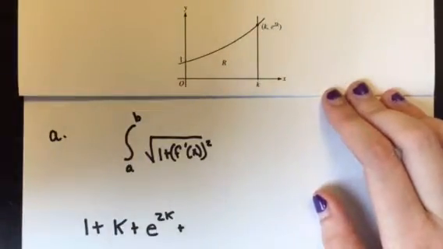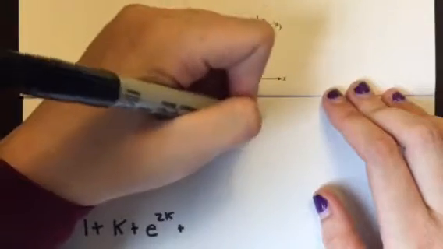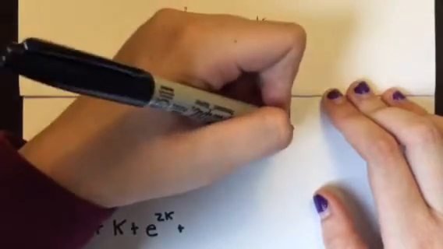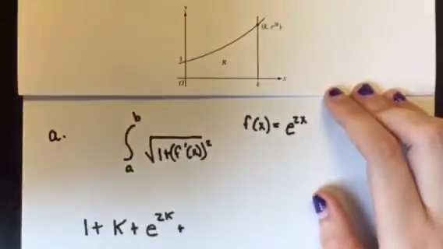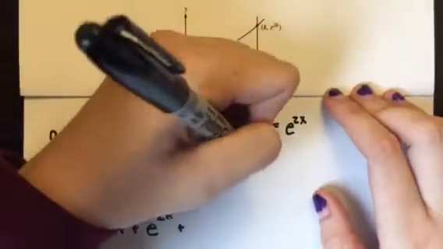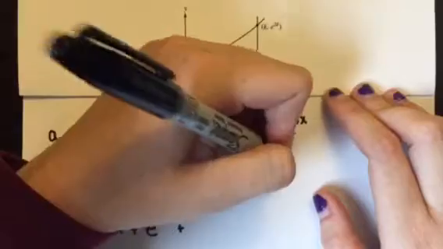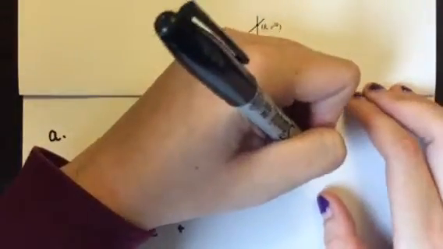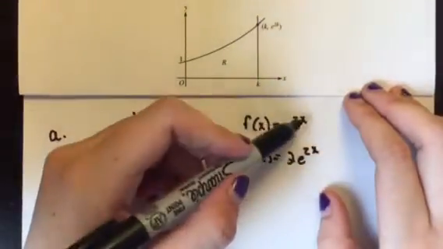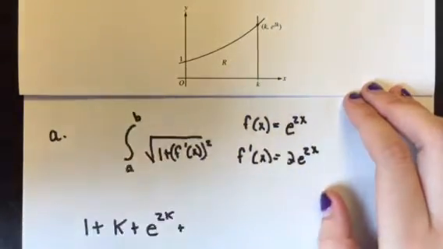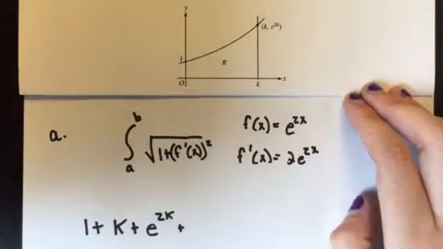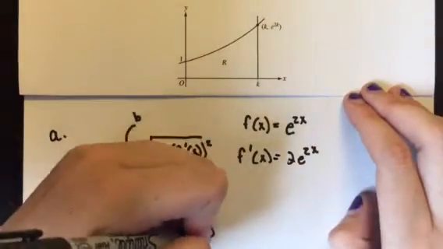So let's apply that to this problem. So our f of x is e to the 2x. Okay, so f prime of x is 2e to the 2x, and we use our chain rule, so we have e to the 2x, bring down our 2. Perfect.